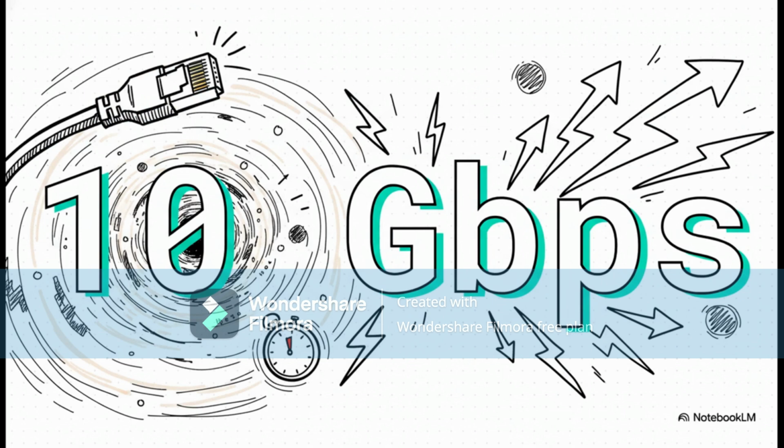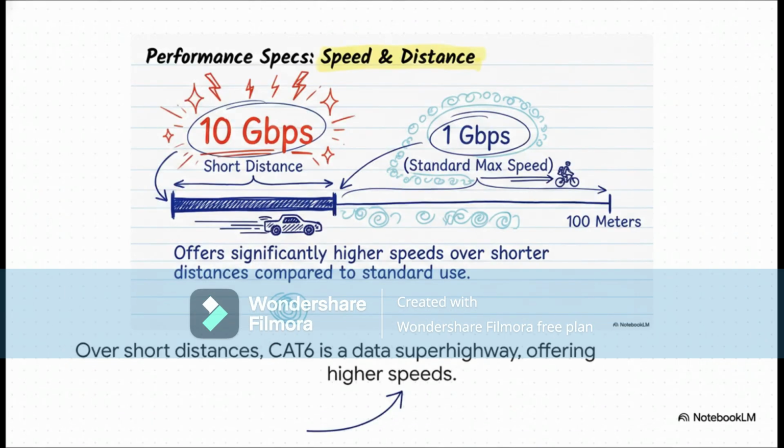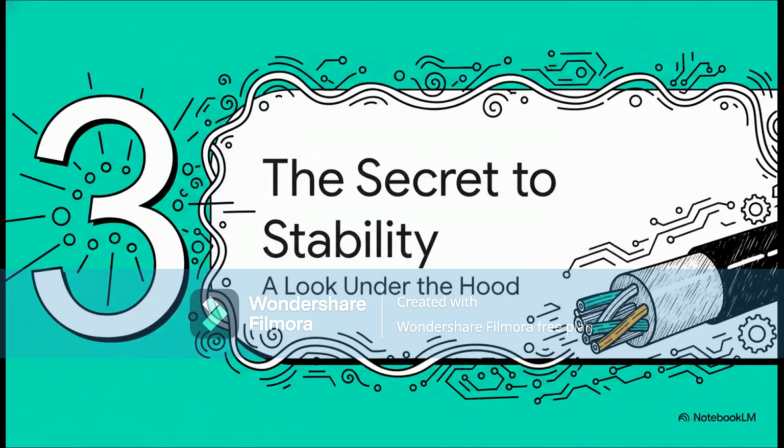But hang on, because this is where it gets really wild. Over shorter distances, usually less than 55 meters, that same CAT6 cable can handle speeds up to a mind-blowing 10 gigabits per second. That is just insanely fast. So think of it this way. For a long road trip, you're cruising at a steady, fast speed of 1 gigabit per second. But for a short sprint, you can hit the nitro and blast off at 10 gigabits per second. It just goes to show, the closer your device is to the router, the crazier faster your connection can potentially be.